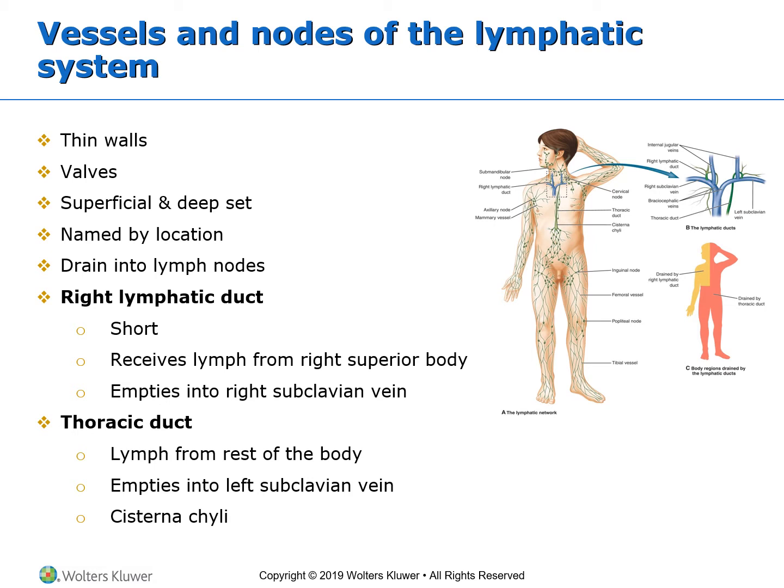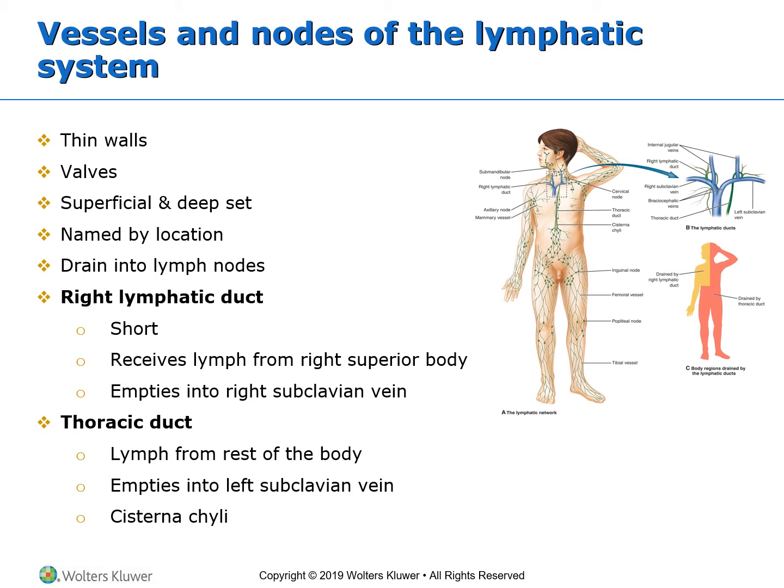The name of the lymphatic vessels corresponds to the location on the body. For example, for the breast area, we'll call them mammary lymphatic vessels. For those in the area of the thigh, they will be called femoral lymphatic vessels.